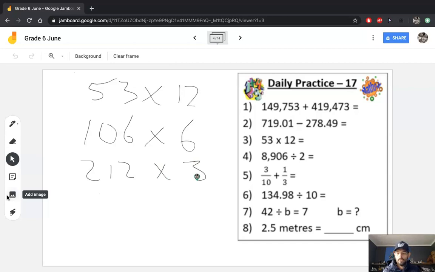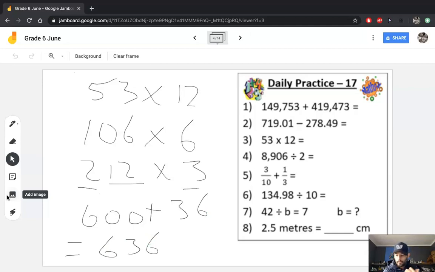And now I'm just going to say 200 times 3 is 600 plus 12 times 3 is 36. So that's going to give me an answer of 636. Let's have a look if that answer is correct by using another method. And the other method I'm going to use is a compensation method.